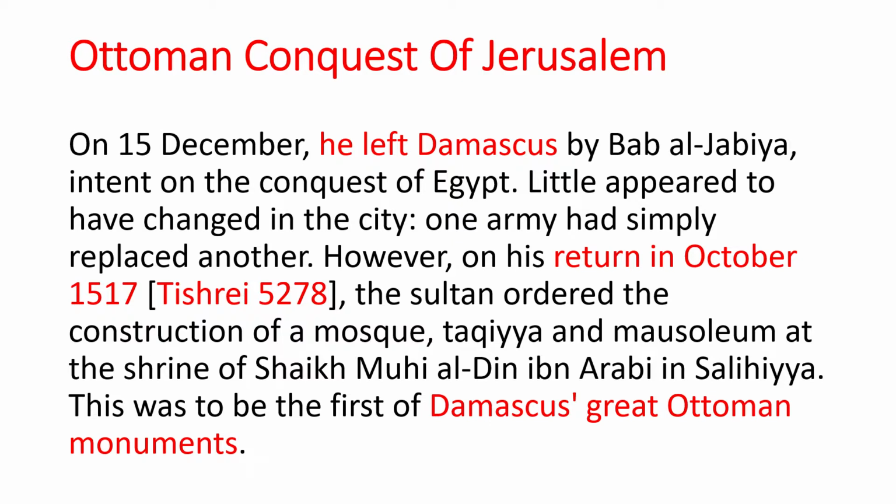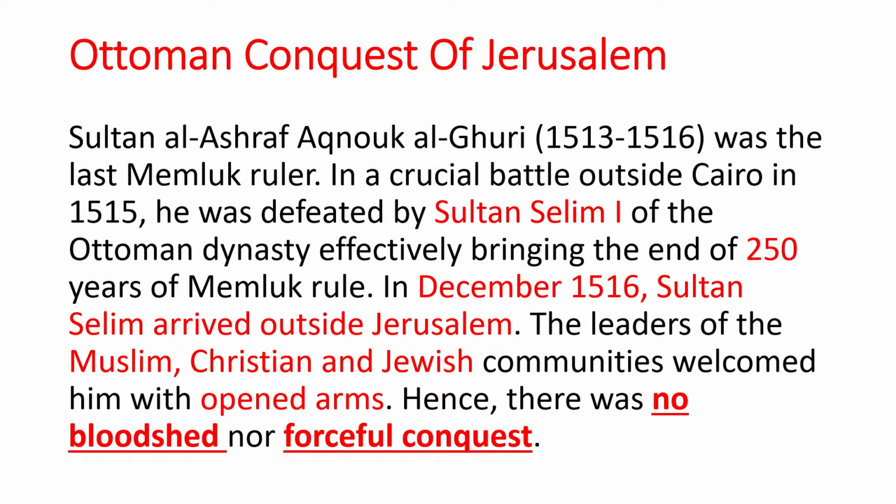However, in his return in October of 1517, that is a Jubilee year, the Sultan ordered the construction of a mosque, takia, and a mausoleum at the shrine, and this was to be the first of Damascus' great Ottoman monuments. The Sultan al-Sharif was the last Mamluk ruler. Selim I of the Ottoman dynasty effectively brought the end of 250 years of Egyptian rule.